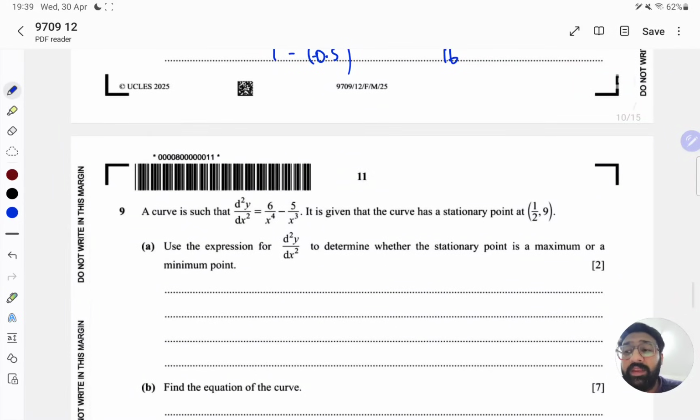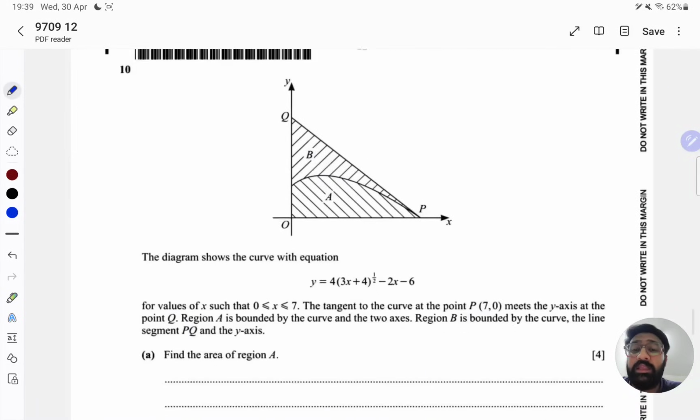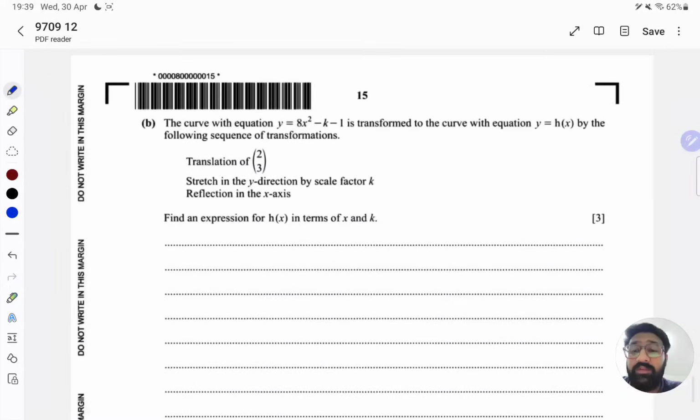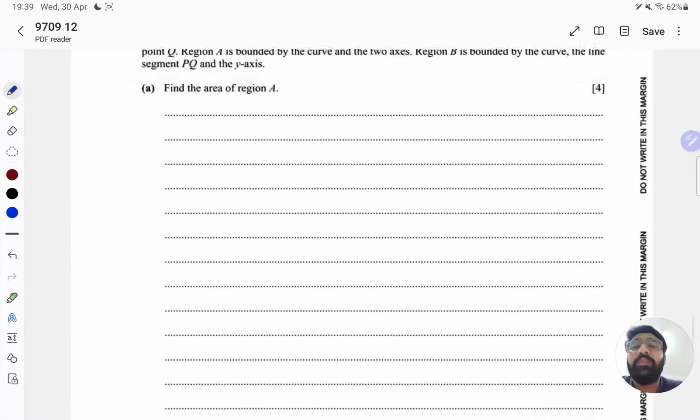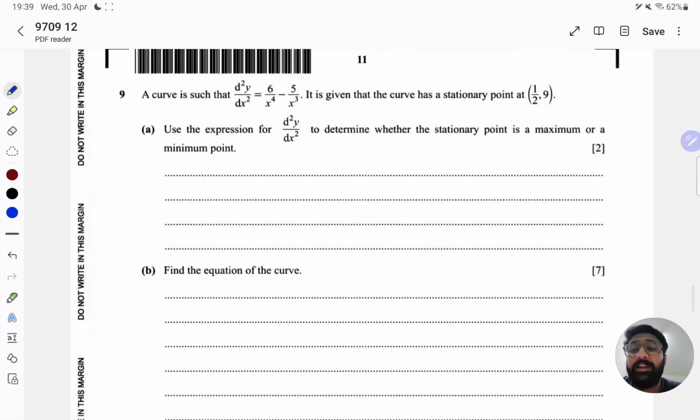Okay, so let's move to the next question, question number 9. Question number 9, then comes 10 and followed by 11. Okay, let's come back to question number 9. Question number 9 is that a curve is such that d square y over dx square is this. It is given that the curve has a stationary point which is 1 by 2 comma 9.